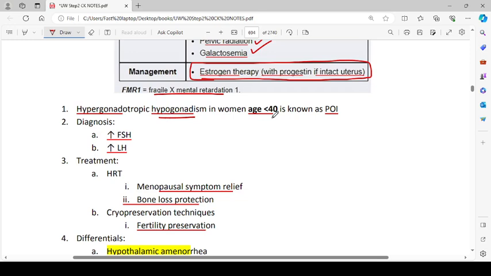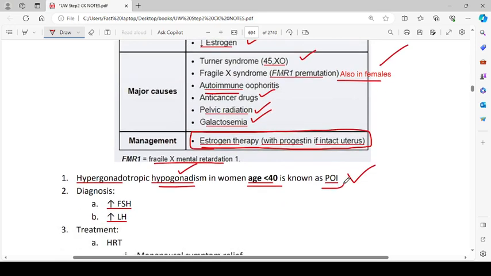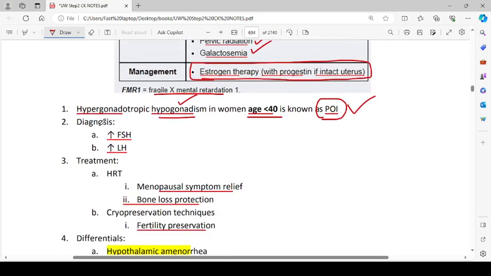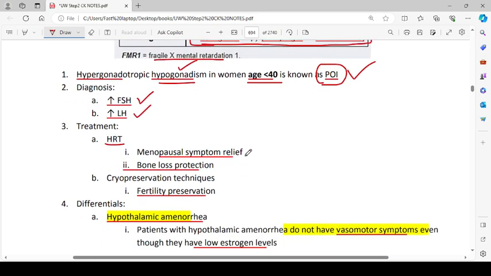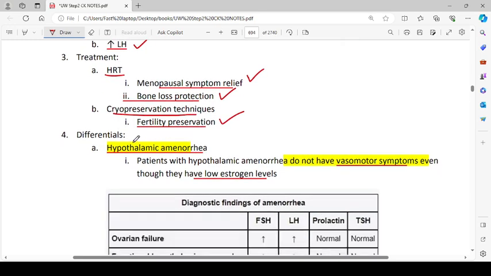Hypergonadotropic hypogonadism in women aged less than 40, which means FSH and LH levels will be high, but still there is hypogonadism, is known as primary ovarian insufficiency. The diagnosis is increased FSH and increased LH. Treatment is hormone replacement therapy, menopausal symptom relief and bone loss protection. Cryopreservation techniques are used for fertility preservation, like you freeze your ovum or sperm and then you can use them later on.